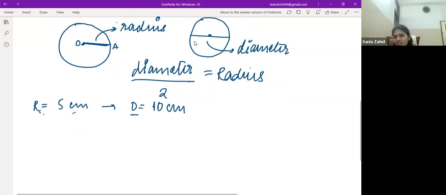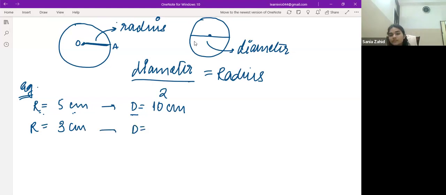No, it's not fixed. Radius can be anything, Razan. Okay, ma'am. I'll just give you one example. If I say radius is 3 centimeter, then now you tell me what will be the diameter? Diameter will be 3 by 2. Why 3 by 2? Razan, is the diameter bigger or smaller? Diameter is bigger. So why are you dividing 3 with 2? What will you do?